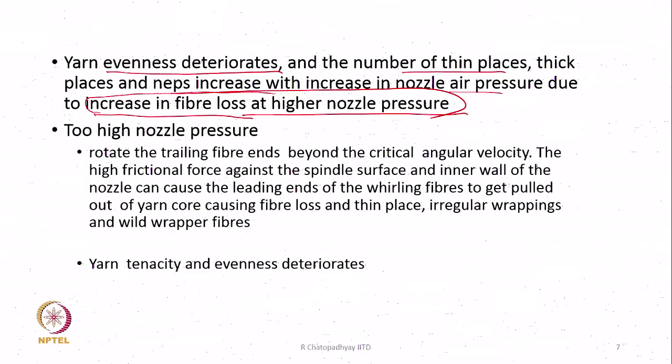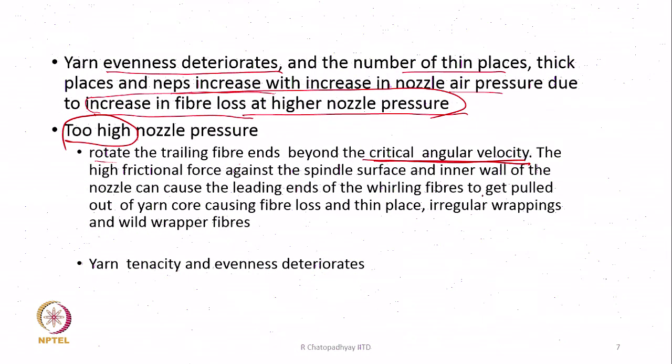So, we have to find out where the optimum is, and if the nozzle pressure is too high, then the trailing ends of the fibers rotate and go beyond the critical angular velocity. Critical angular velocity is the rotational speed beyond which some of the fibers will be plucked out from the core. The trailing ends, which are rotating violently at a very high speed, develop so much tension that the leading end will move out from the core of the yarn.